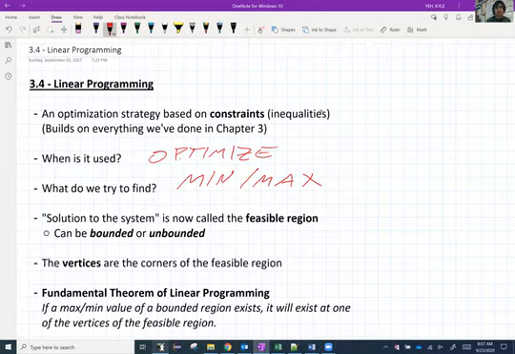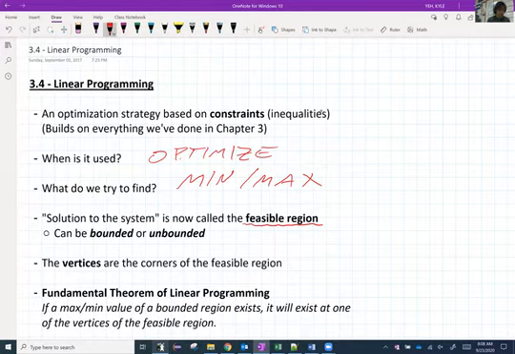Now, a couple other pieces of vocab, and then we'll dive right into the problems. The solution to the system that we talked about in 3.3 when we graphed inequalities is still a solution, but in linear programming, it's often called the feasible region. Feasible means kind of possible, doable. So based on the constraints we have, is this a doable solution? And if it is, it falls within the feasible region. So wherever we shade for all our inequalities, that is our feasible region.